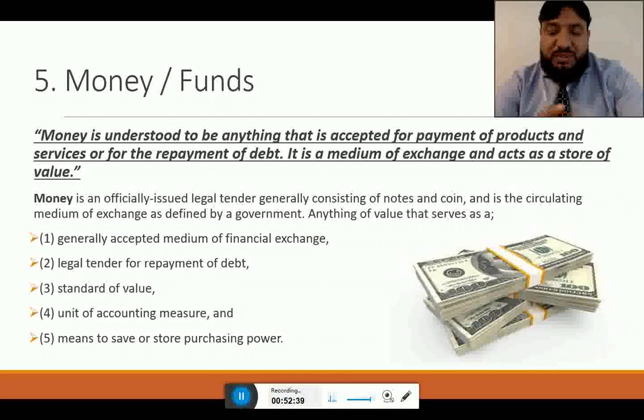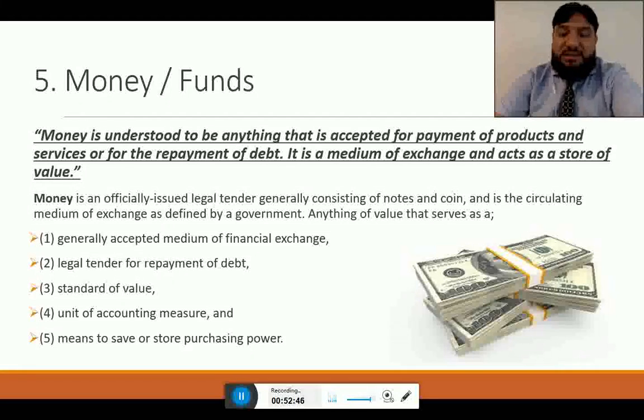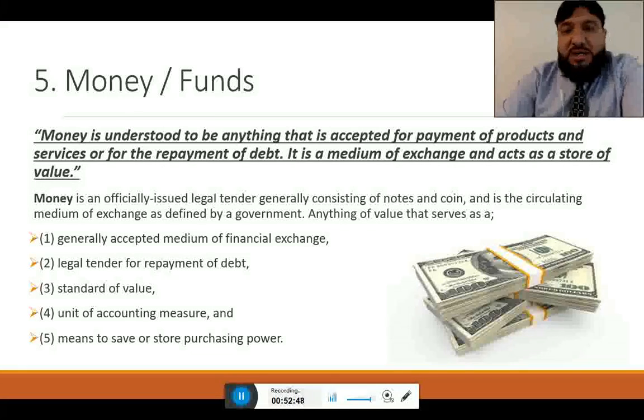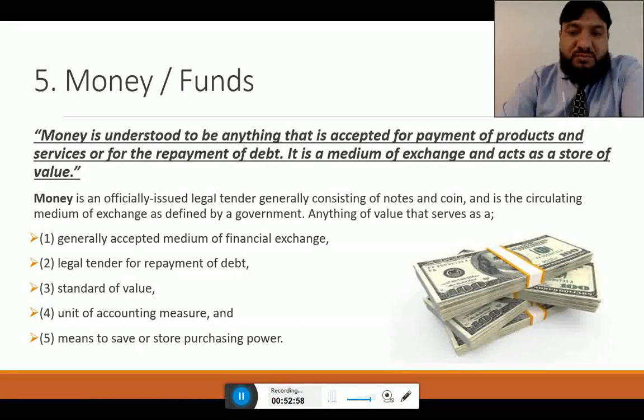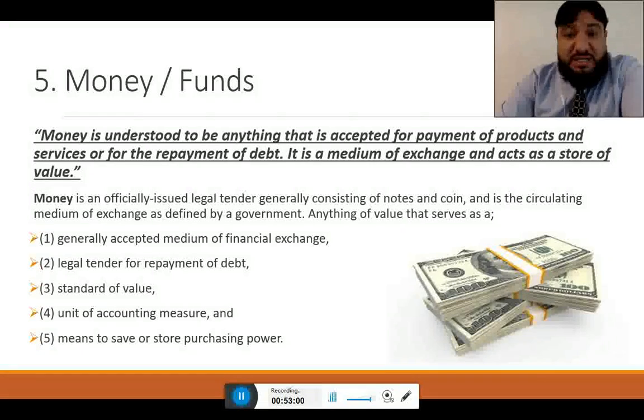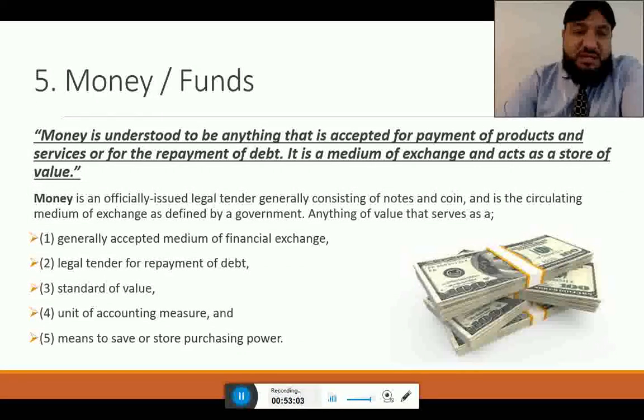With the help of this, we can pay for the purchase of products and services, right? So these are the 5 characteristics of money. And money could be in any form. It could be paper money, it could be some other type of form, right? Okay, one is currency, one is money. There is a difference between currency and money.